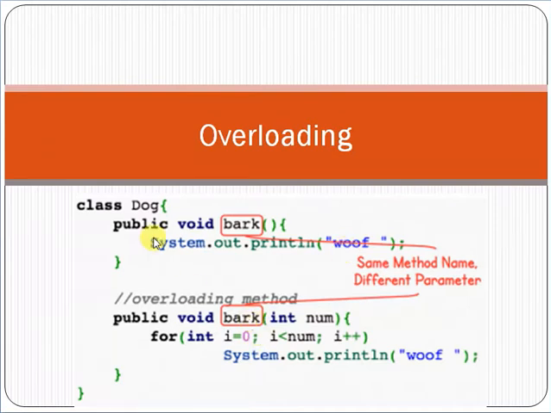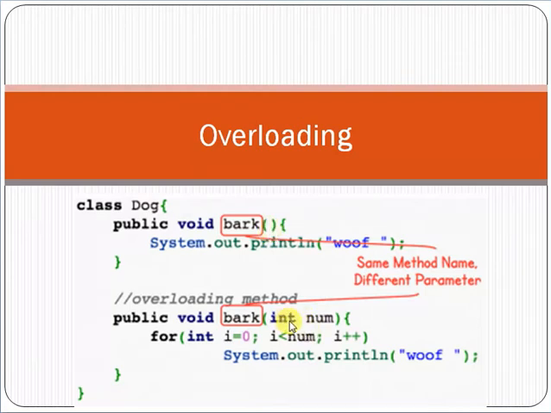And if you make an object of class Dog as dog1 and call dog1.bark with parameter 2, it will print woof two times. Why? Because when you give the parameter, the compiler sees that it is receiving a parameter, so it will call the method with the parameter. If no parameter, it will print only woof. So overloading means the same method name with different parameters. Here bark is the same method and bark here is the same method. The only difference is that this method has no parameter and this method has one parameter.